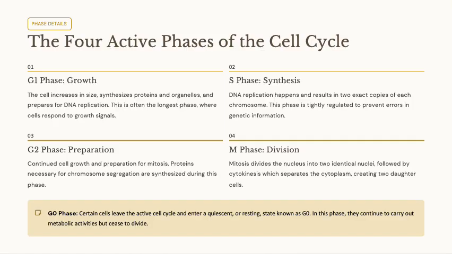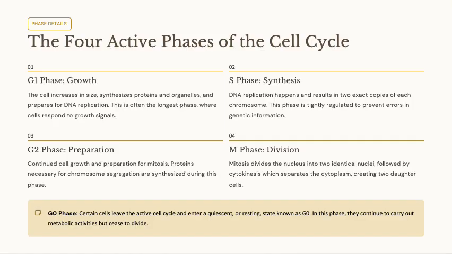Next is the S phase, or synthesis phase. During this phase, DNA replication occurs. Each chromosome is duplicated, ensuring that both daughter cells will receive identical genetic information. Following the S phase is the G2 phase, during which the cell continues to grow and synthesizes proteins required for mitosis. The cell also checks the replicated DNA for damage and makes necessary repairs.